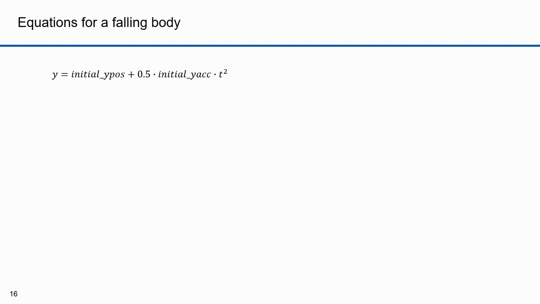In the next slide, I'm going to show you Python code that simulates a body in free fall. It's somewhat realistic of an actual falling body on Earth. In real life, there would be air resistance, which I'm not going to model here. Here's the basic equation that models a falling body.